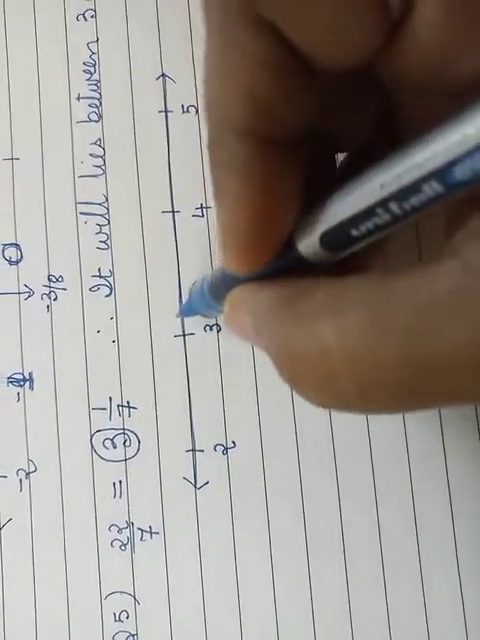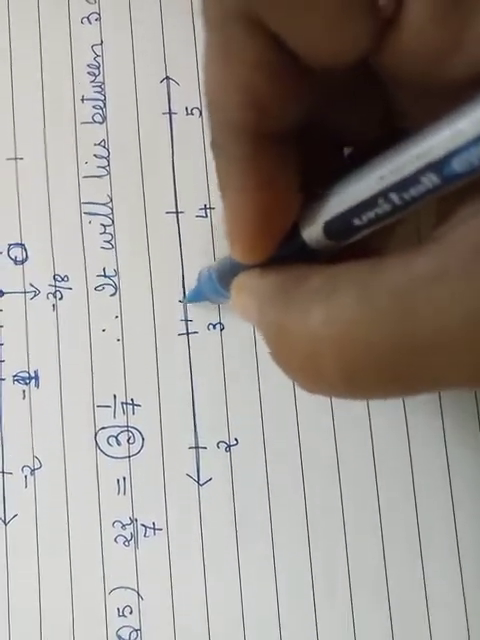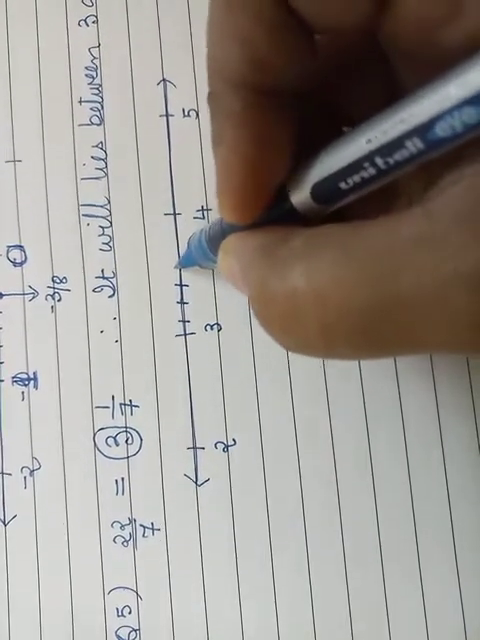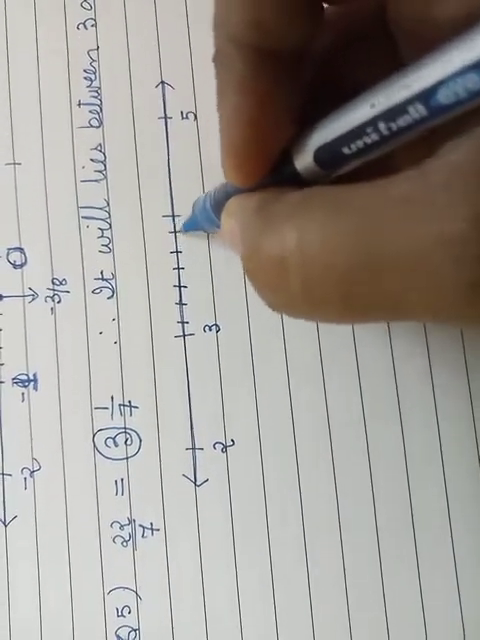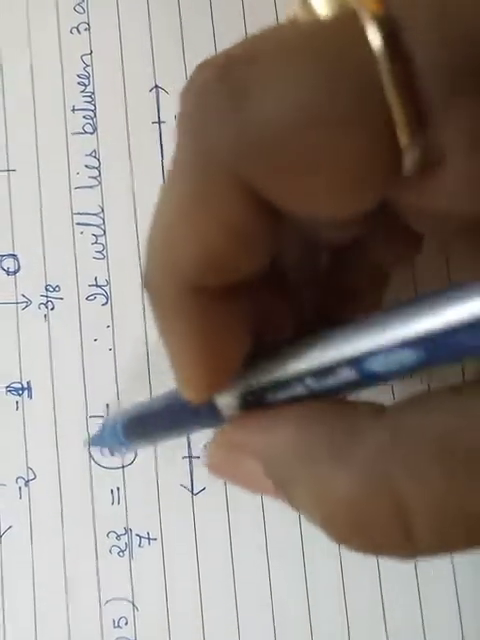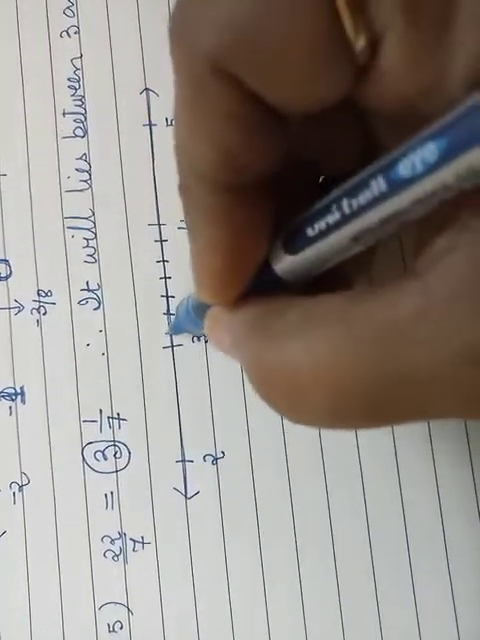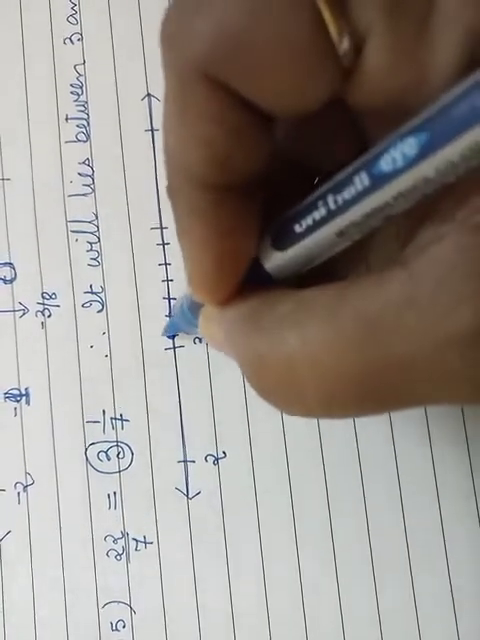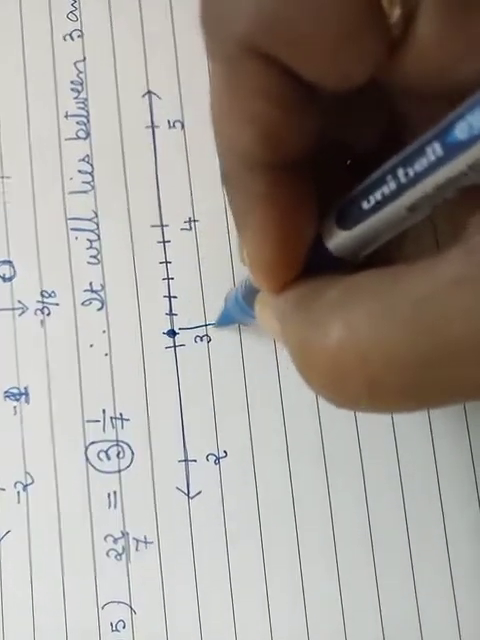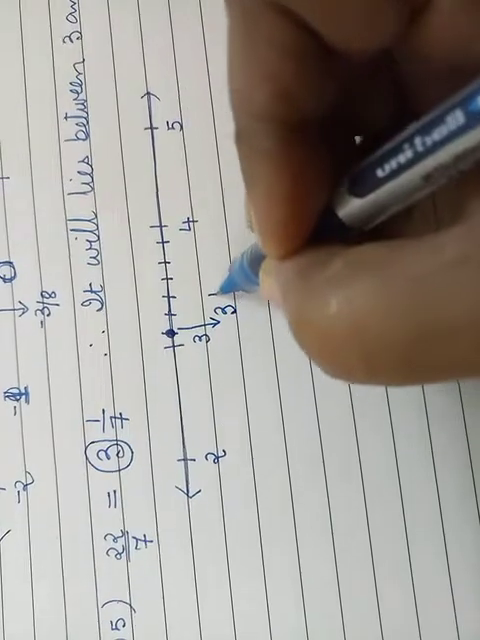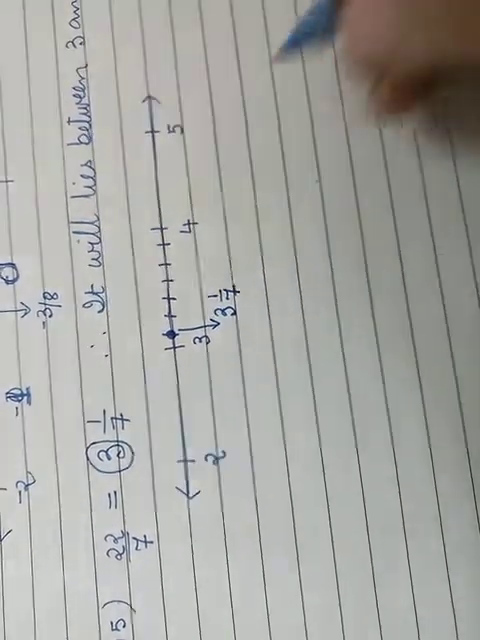For that I draw 6 lines. 3, 4, 5, 6 lines I have drawn. Which part after 3 do we have to take? First part. So this is the first part after 3. So this represents 3 whole 1 by 7.